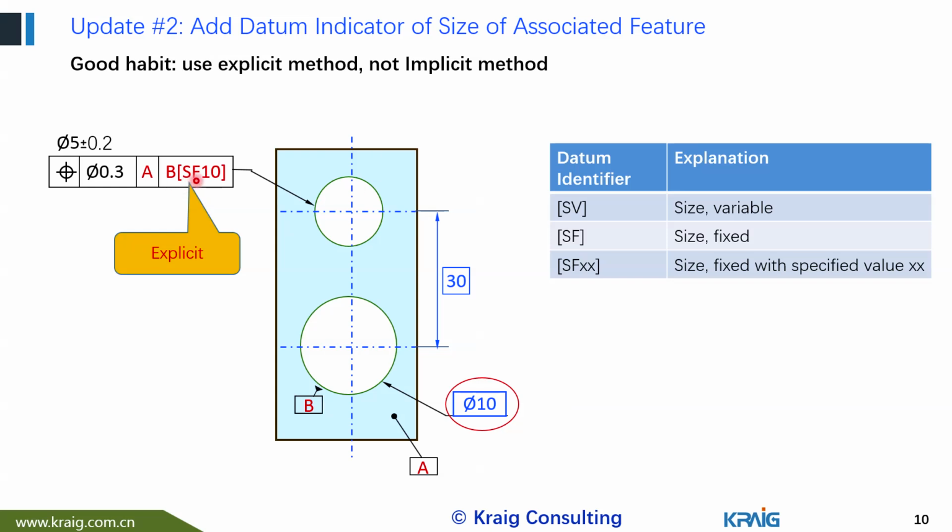All right, next one. Here it is size fixed 10, but here there's also a 10, right? Here we call this explicit, while the earlier one is implicit. We always recommend that you use the explicit way to avoid ambiguity and misunderstanding. It's better to use the identifier clearly. That's a good habit.